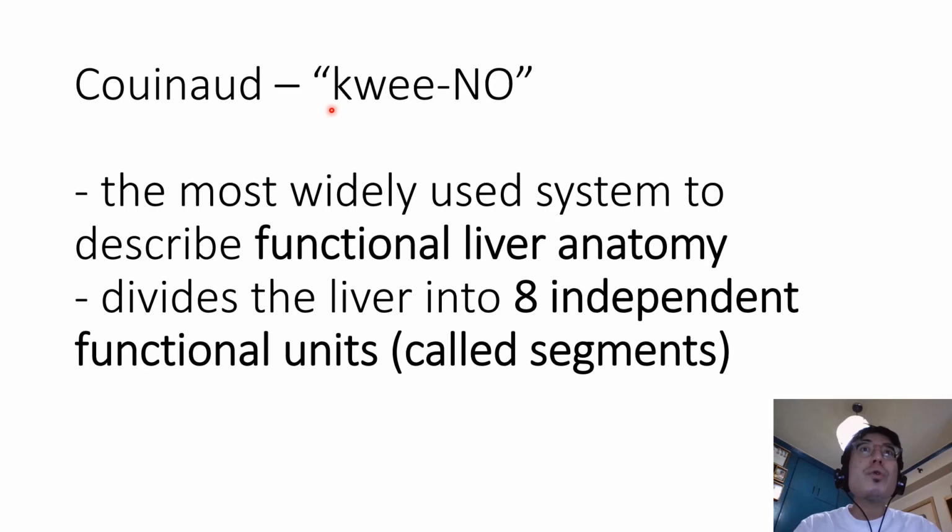The Couinaud classification is the most widely used system to describe functional liver anatomy. In the system, the liver is divided into 8 independent functional units called segments. This is in contrast to the older classification system in which the liver was divided based on external appearance or morphology.